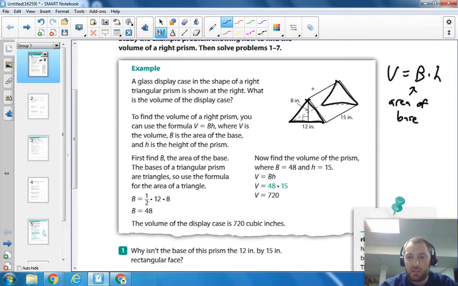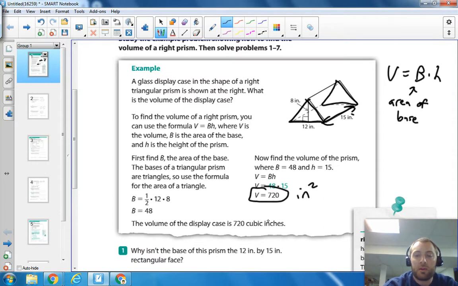Area of the base, which is the triangle, is 1/2 base times height. So if you look at this triangle, 1/2 times 12 times 8. You get 48. Then we need to multiply by the height of the whole thing. That would be the height between the two bases, which is 15. 48 times 15, they got 720. And now remember, that's going to be inches cubed or cubic inches, depending on how you write it. But if you write it in words, it's cubic inches.